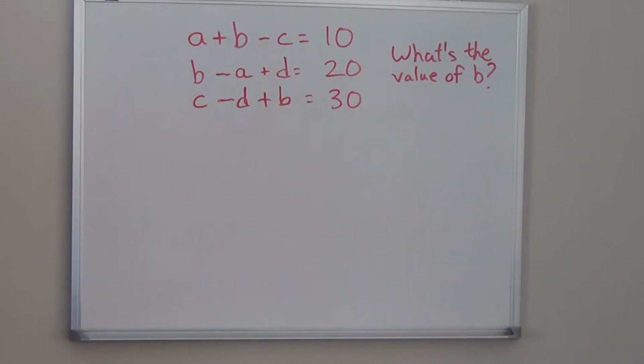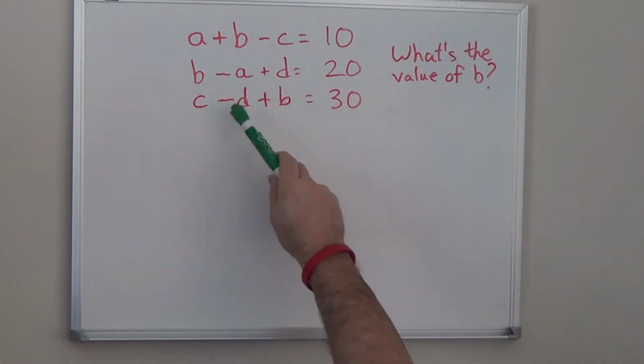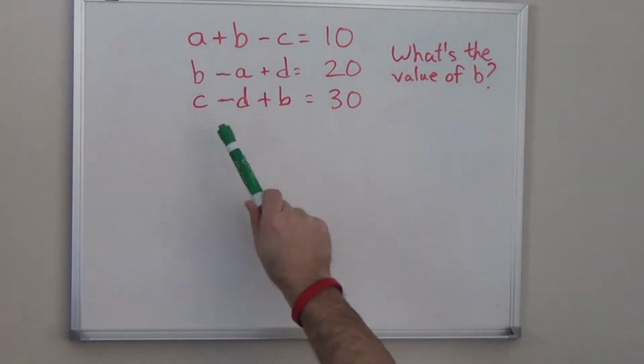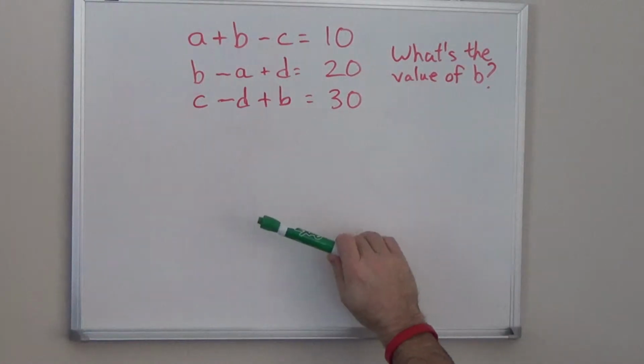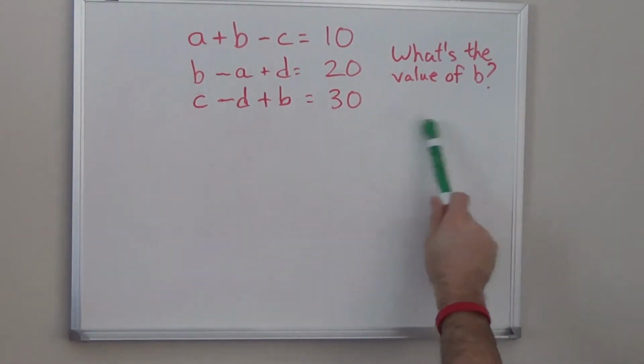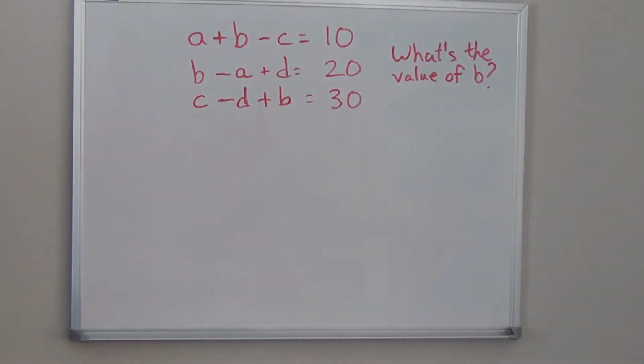Okay, so we're back, and looks like we have an ugly looking system of equations here. They give us three of them. Let's see what we got. A plus B minus C is 10. B minus A plus D is 20. C minus D plus B is 30. They're just looking for the value of B.